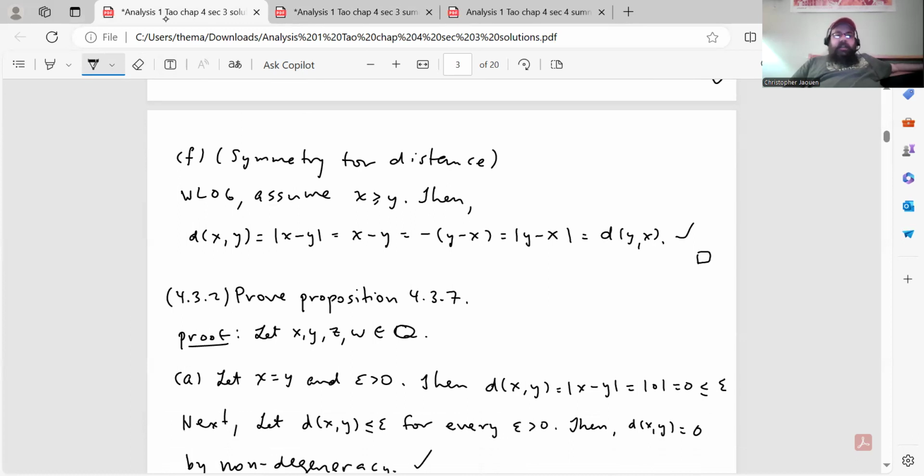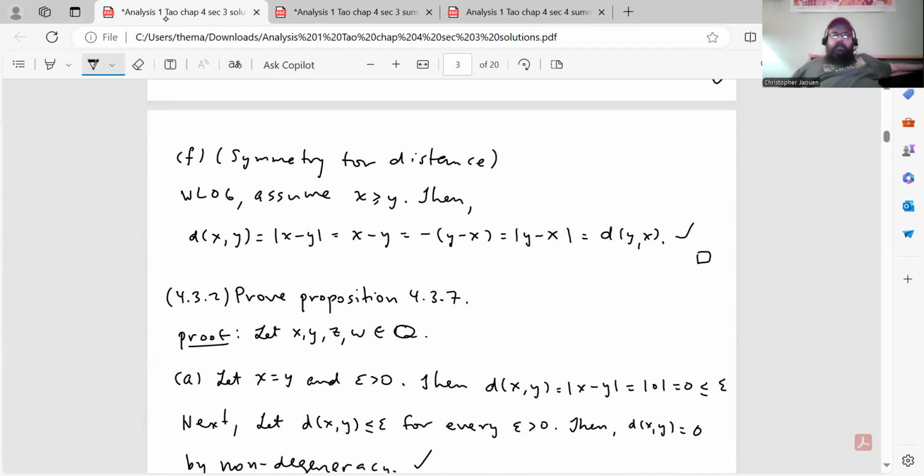Then the distance between x and y is equal to the absolute value of x minus y, which is equal to x minus y, which is equal to the negation of y minus x, which is equal to the absolute value of y minus x, which is obviously equal to the distance between y and x by definition, and that shows that the two things are equal to each other.